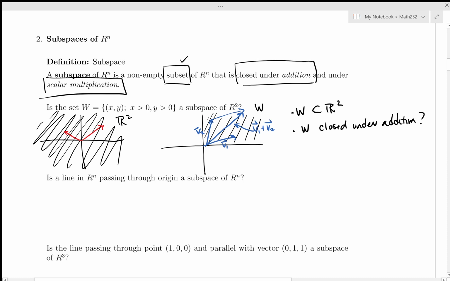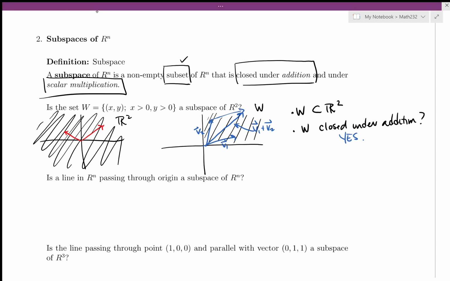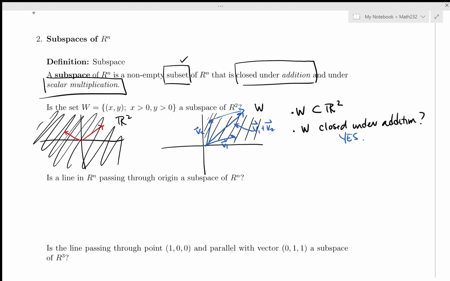Is there any way that I can add vectors chosen from W and escape out of this first quadrant? I don't see how that could happen. So I would say, yes, W is closed under addition. So I answered this one in the affirmative. Then I check the next condition. Is W closed under scalar multiplication?